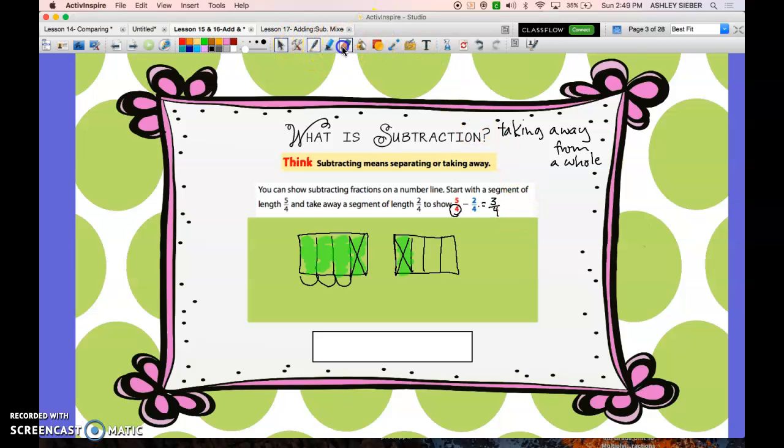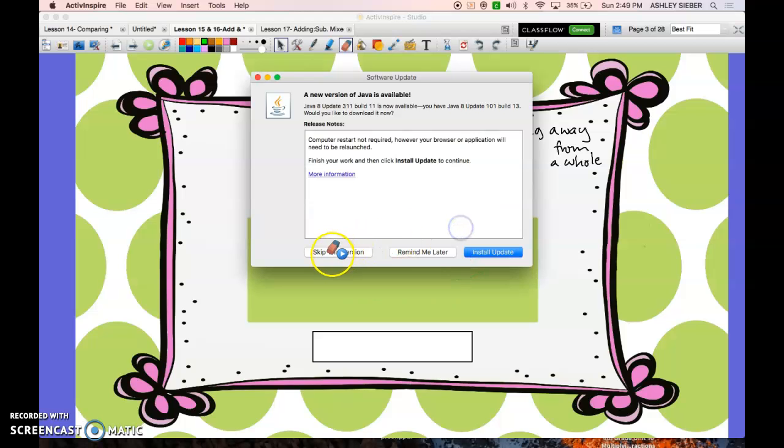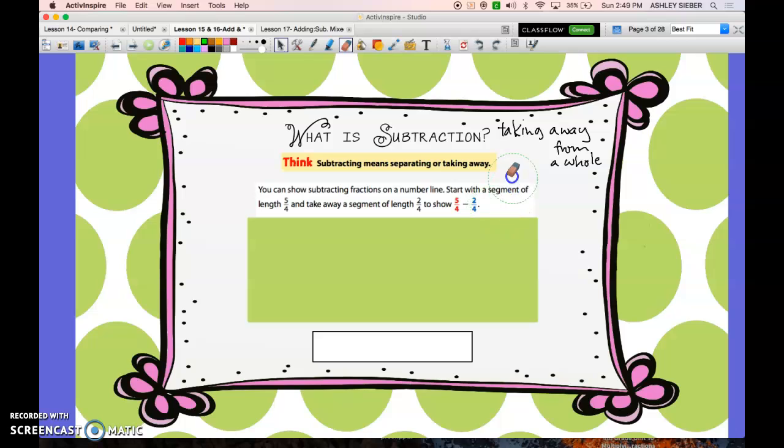I can also show that with a number line. Now Ready Math shows a number line a little differently than I like to show it. Let's start with my wholes. I know I need 2 wholes. I'm going to separate each whole into 4 parts. I'm going to go ahead and label my number line. This is 1/4. This is 2/4. 3/4.